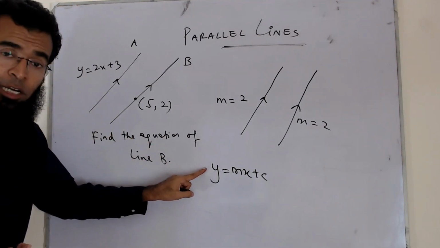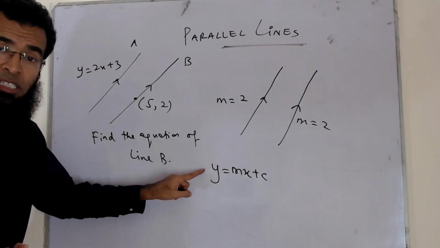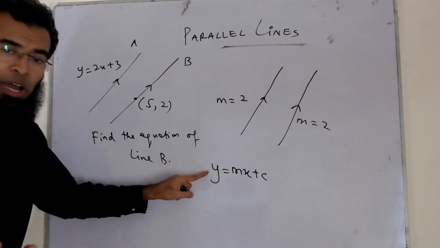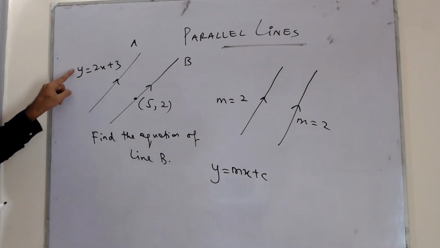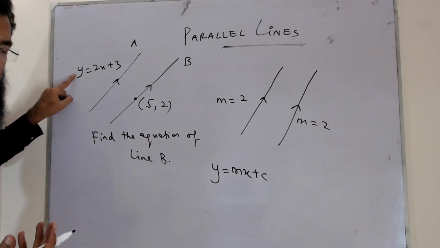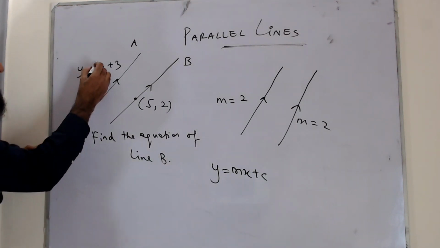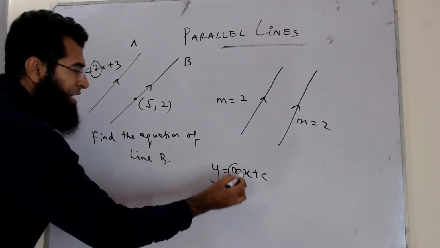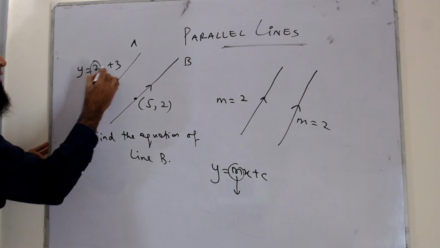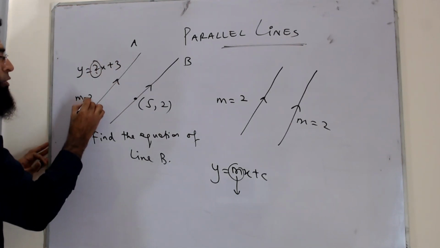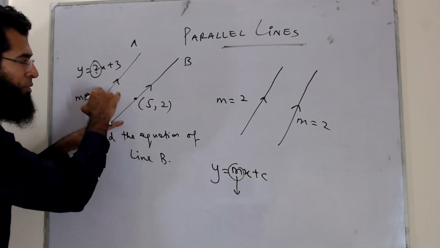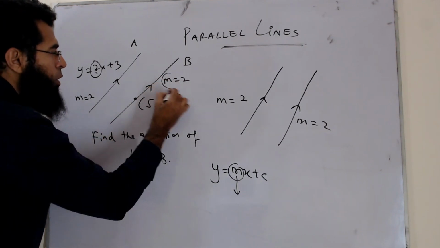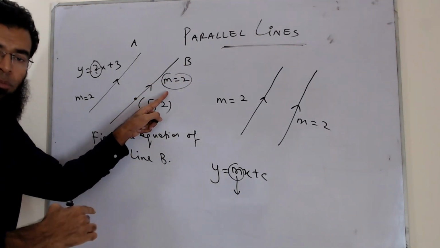So when we look at this equation, yes, this is in standard form. What do you mean by standard form? y should be the subject and the coefficient of y should be 1, right? So y is the subject and obviously the coefficient of y is 1. Whatever is the coefficient of x gives you the gradient. So the gradient of this line is 2. Because this line is parallel to this line, the gradient of this line would also be 2, right?